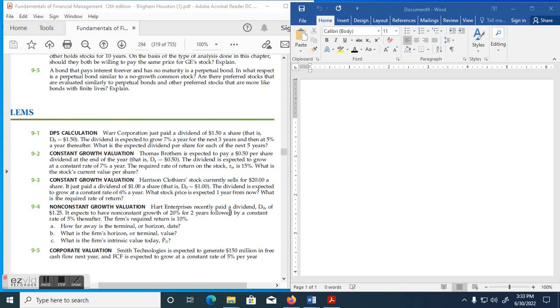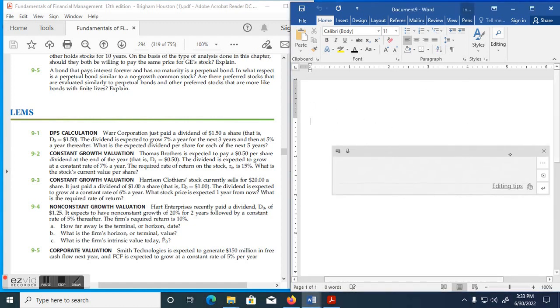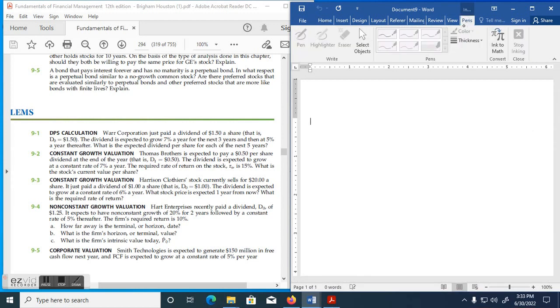Now this question says Hart Enterprises recently paid a dividend of 1.25. Now whenever we consider timelines, recently paid means that it has already been paid. And again, keep in mind that the wording of the situation itself should be an indication of the information that they're giving us. So when they've recently paid it, that is a D0, the dividend that has already been given. D0 is going to be $1.25. Now, alongside this, it says that it expects to have a non-constant growth of 20% for 2 years.